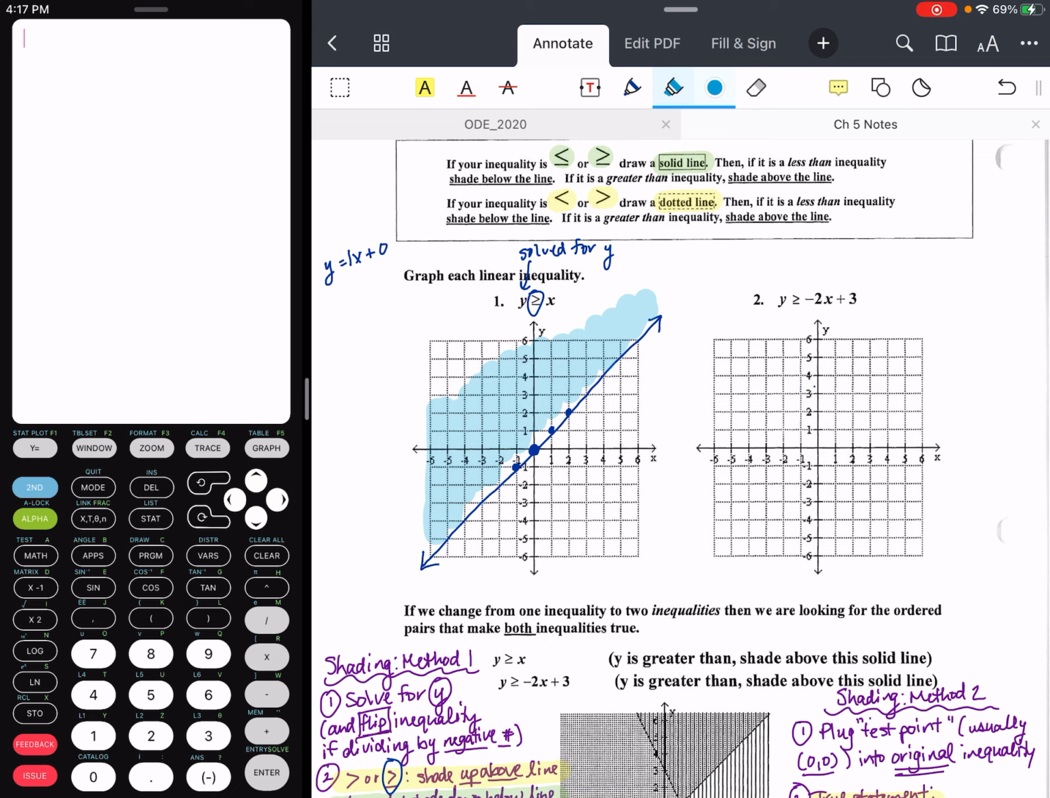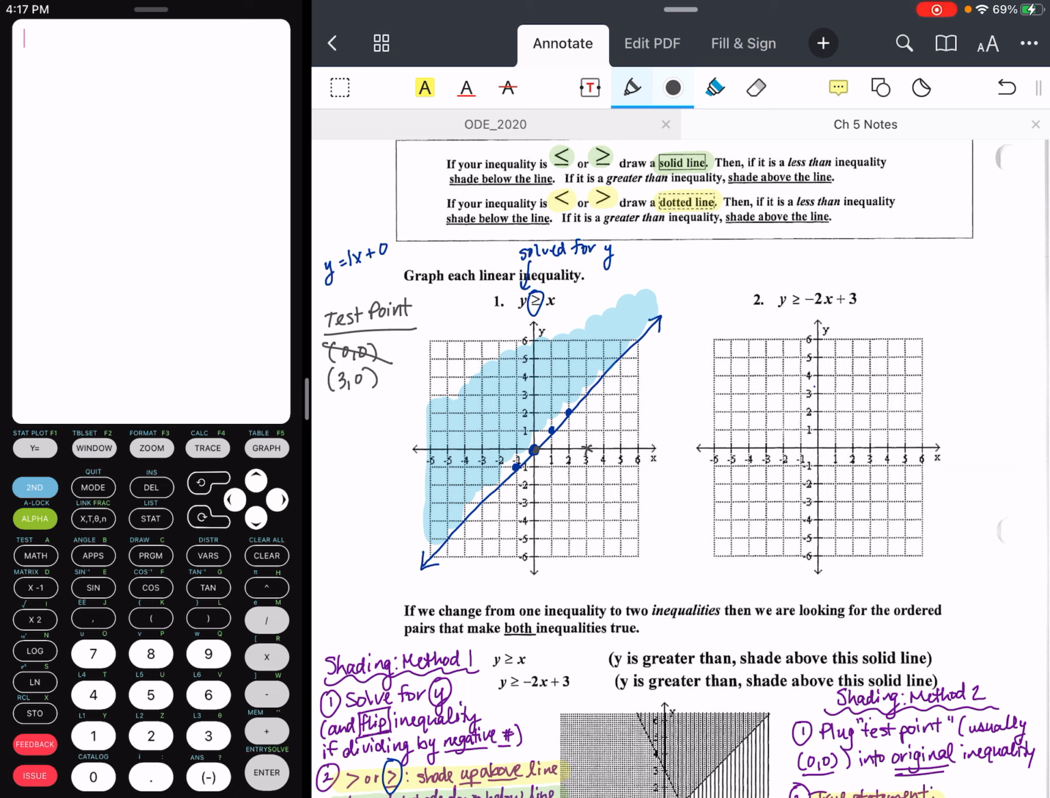Now, if I were using the second method, where I'm using this test point method, so if I want to use method 2 where I find a test point, usually I use 0, 0. But notice that 0, 0 falls on my line, so it's actually not a good candidate as a test point. If your line goes through 0, 0, don't use 0, 0 as a test point. Use any other point. So maybe you could use, I don't know, 3, 0. Doesn't matter, just any other point that doesn't fall on the line. So how about we use 3, 0 as our test point?